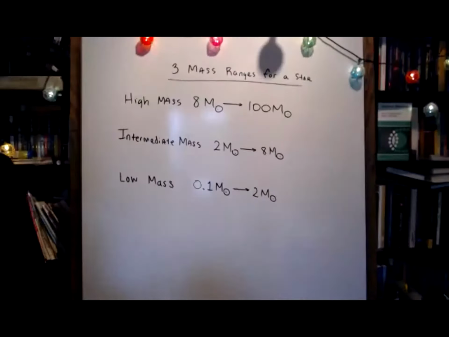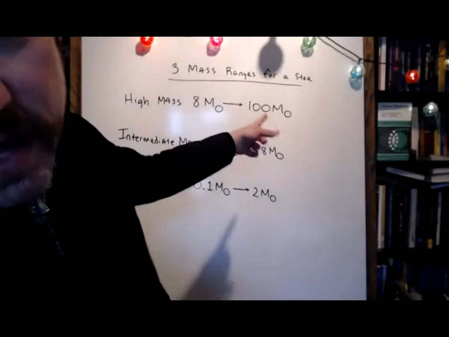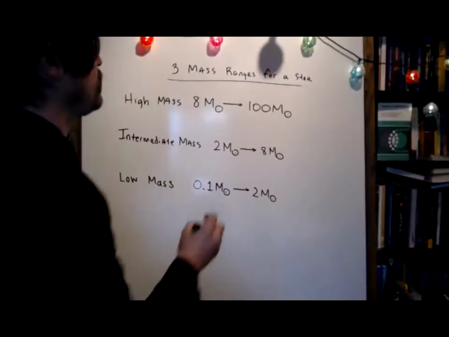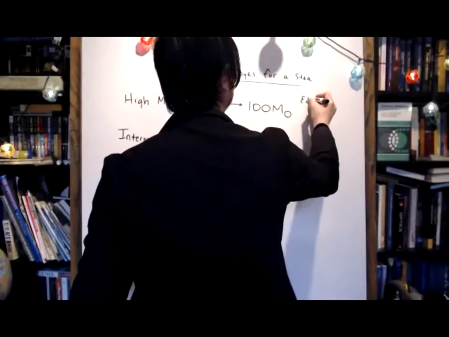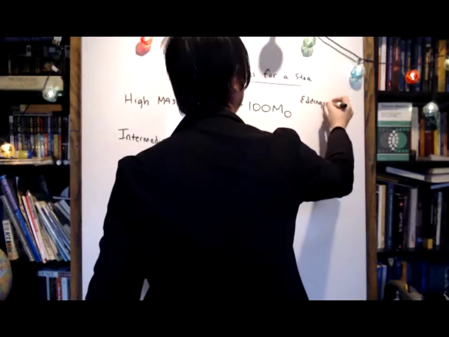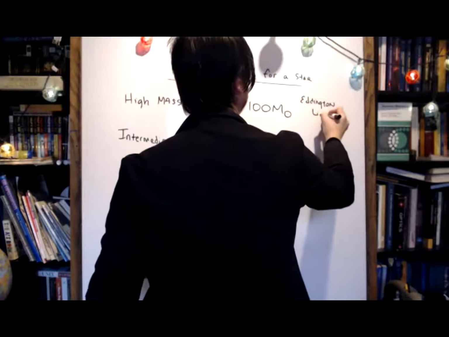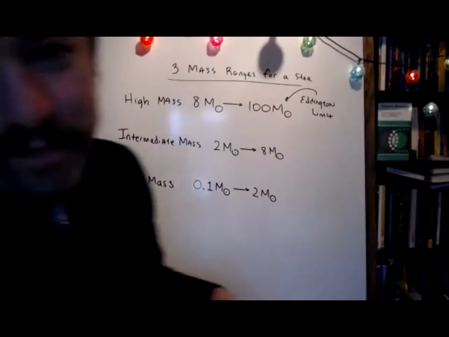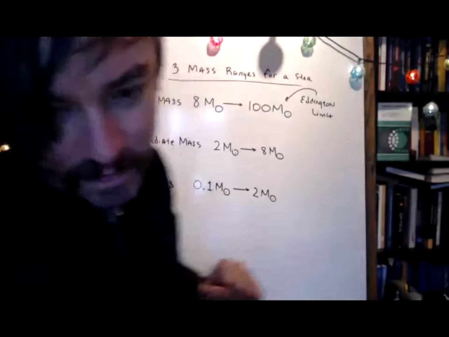You'll remember that stars can't really get too much more massive than 100 solar masses, or they will blow themselves apart due to radiation pressure. So that's getting close to the so-called Eddington limit for stars. The Eddington limit is the highest mass a star can have before it shines itself apart.